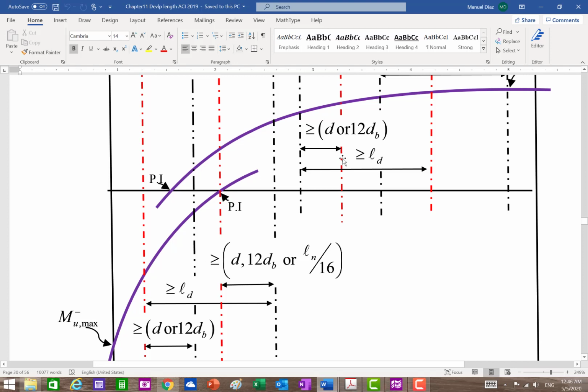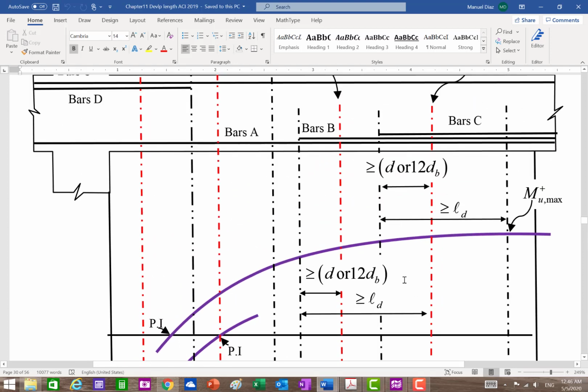Okay? And the same for the positive, okay? Same idea. You got your cutoff theoretical point, you need to add d or 12d_b to do that, but from the critical location of the other bars, you need to maintain ld. Okay? The same here, see? This is your maximum moment. If you cut some bars, theoretical value, you add d or 12d_b, but the total value has to be greater or equal than your development length. Okay? So what is this cutoff thing? Okay, let's look at this.